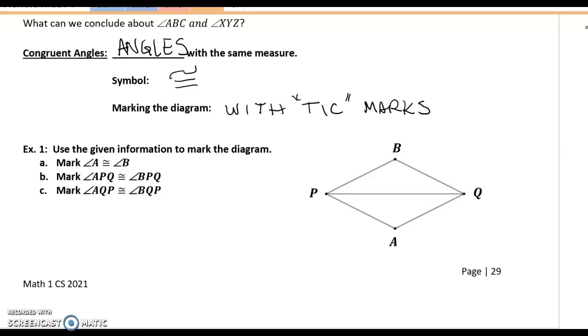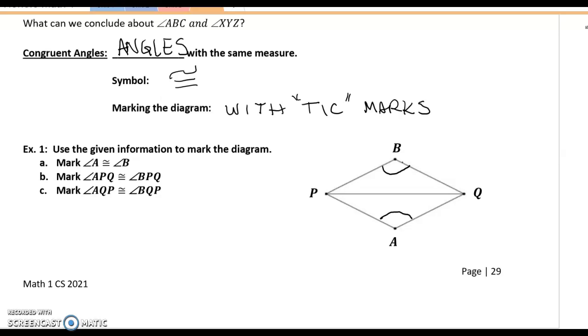So let's take a look at example number 1 here, where we are given angle A is congruent to angle B. Again, we're going to mark those up using tick marks. Angle tick marks are usually arcs. So here we're going to mark up angle A is congruent to angle B.